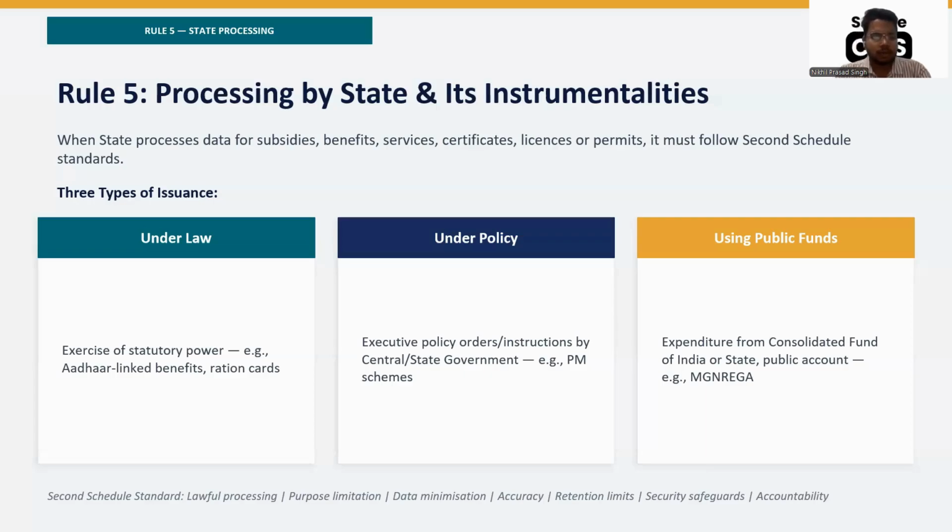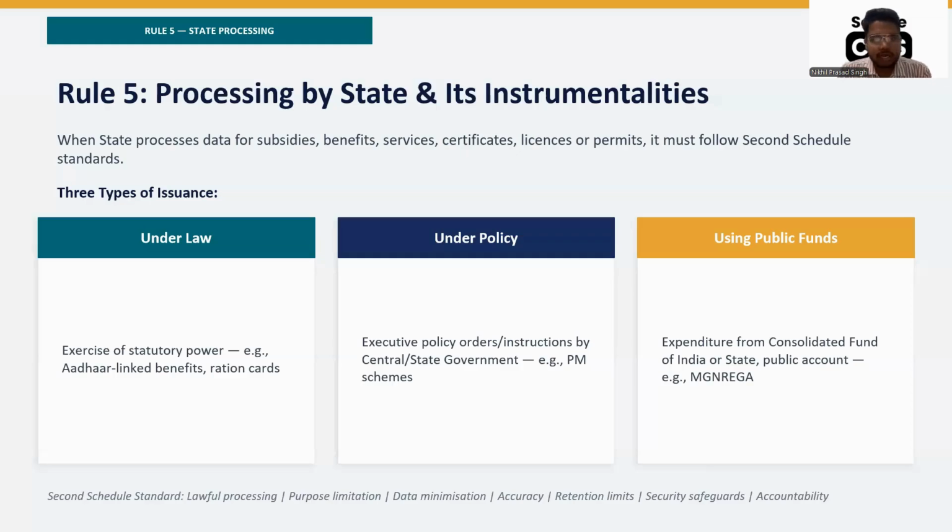Now coming to the DPDP Act again. When the state processes data for subsidies, benefits, services, certificates, licenses or permits, it has an exemption in the DPDP Act, and that is where the biggest legal loophole exists. As I told you at the start of this session, a law is only as precise as its definition. So the state has exempted itself: when the state or its instrumentality acts for the benefit of people, it doesn't have to take consent from you.